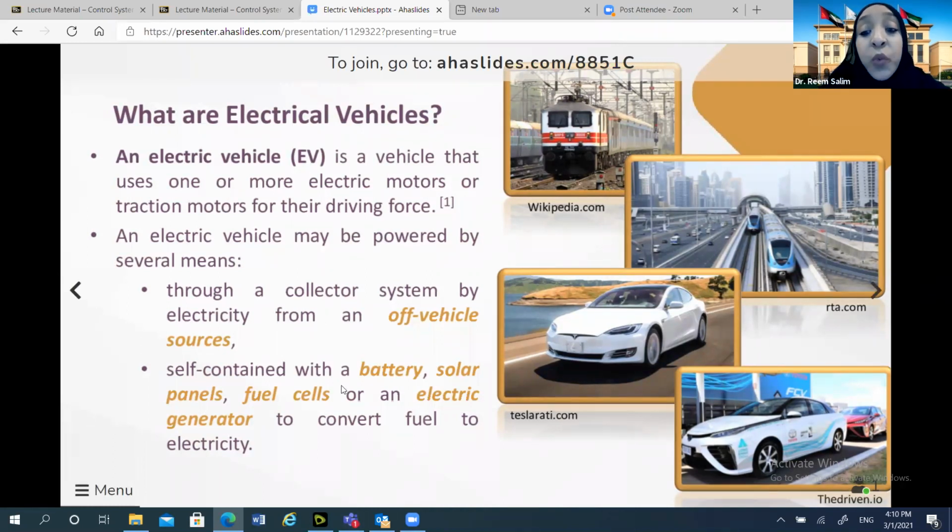Now, the majority of the cars that we know that drive in the streets have self-contained power sources. This self-contained power source can either be a battery, solar panels, fuel cells, which I told you about in the beginning, or any type of electrical generator that converts any type of fuel into electricity. It doesn't have to be a fossil fuel. It is self-contained in that car, without an outer source.